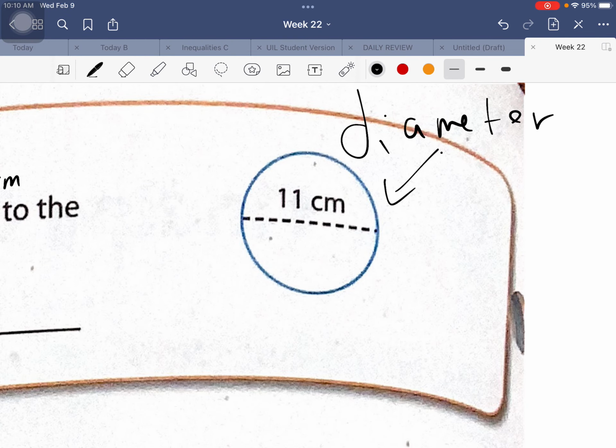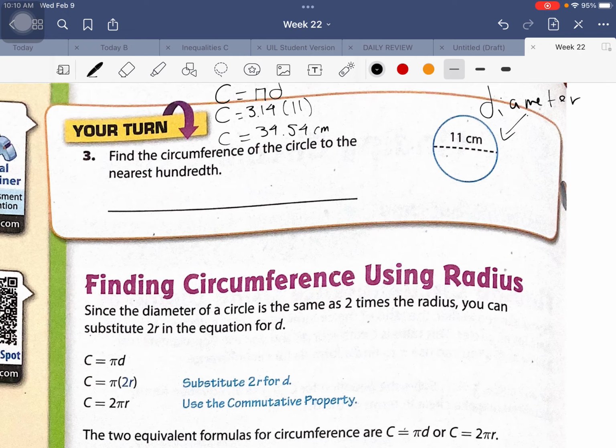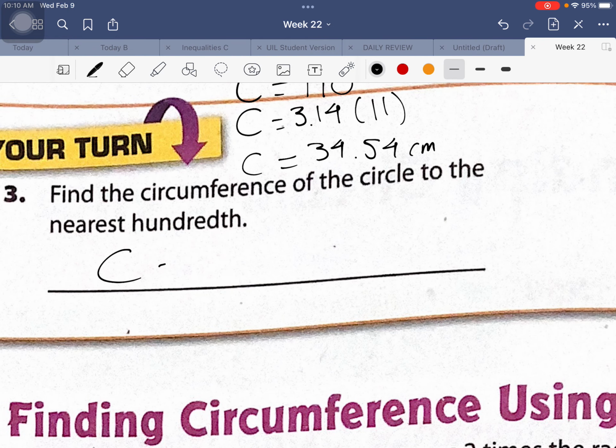El diámetro se dice en español. When you multiply it, you get circumference equals 34.54. That's what we already have. Now, the reason I went over the radius formula is because there's also going to be problems where they give you radius. They don't give you the diameter. So if they give you radius, you're going to use the other formula that's right next to it on that formula chart.